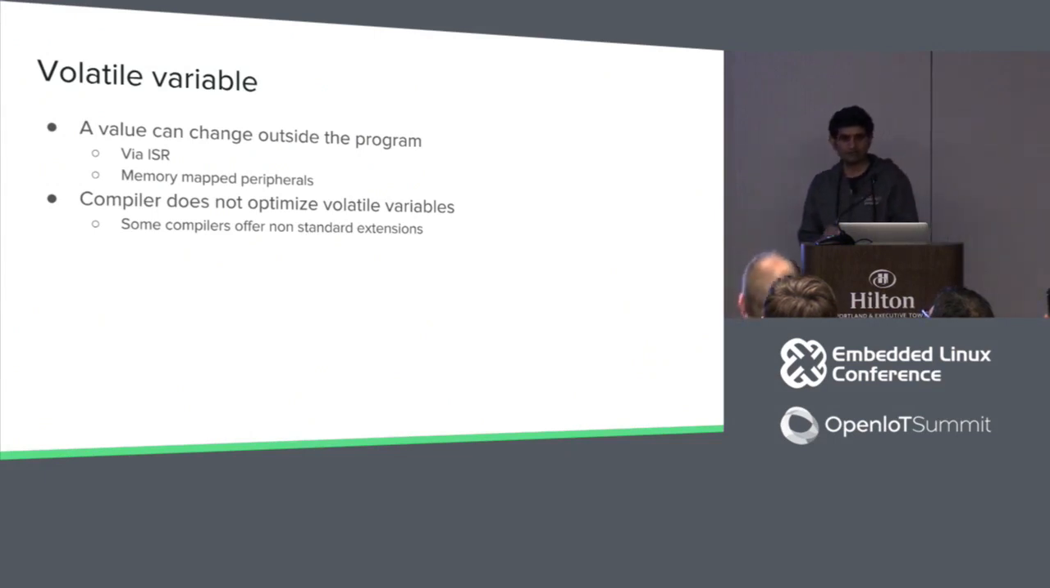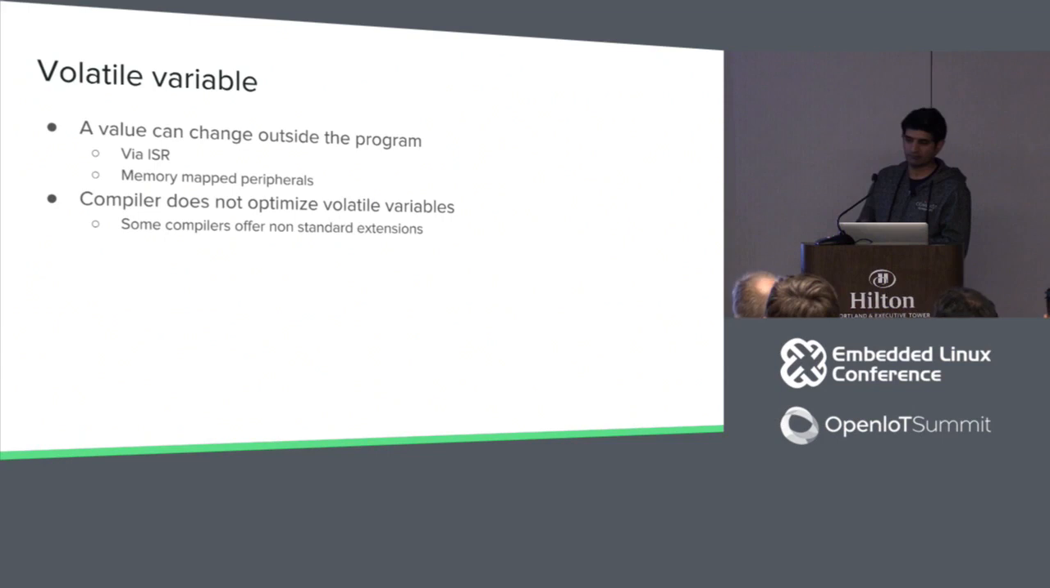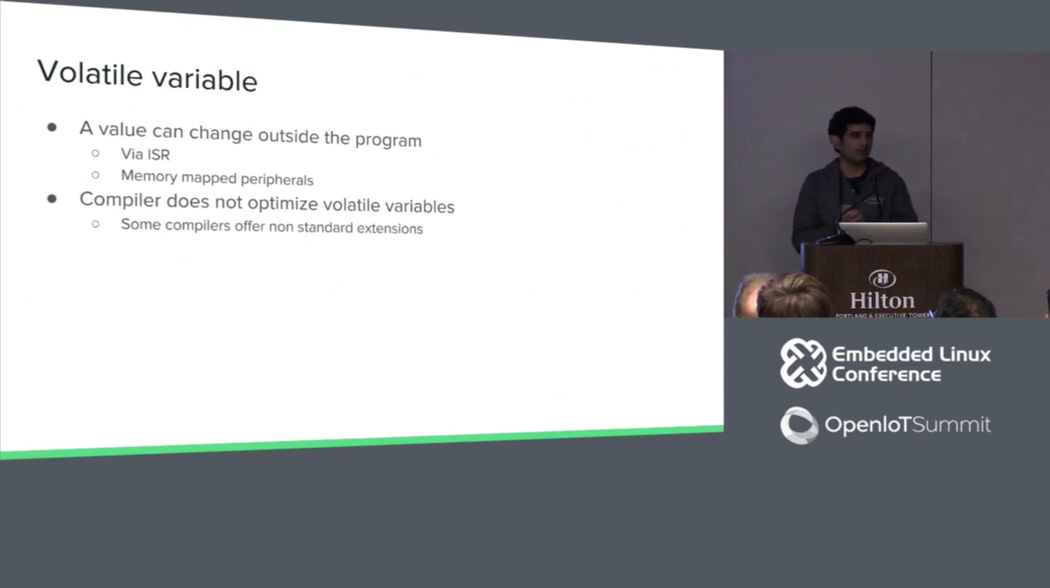So, volatile. You are telling the compiler that, hey, please don't do anything to this variable. I know this is special. And you want this to be defined as such. So the compiler doesn't unnecessarily optimize your variable.